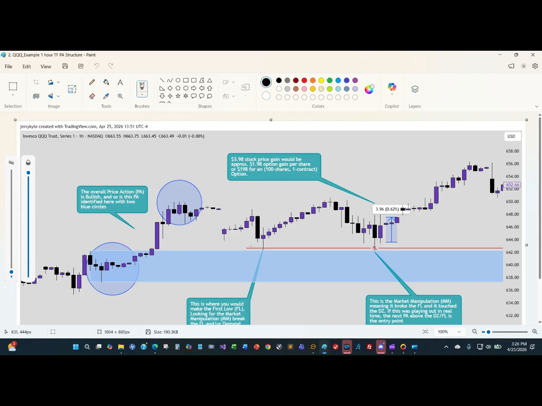But what's really cool about all this is this setup repeats itself and repeats itself and repeats. It's almost like printing money. Seems like it some days, but anyhow.